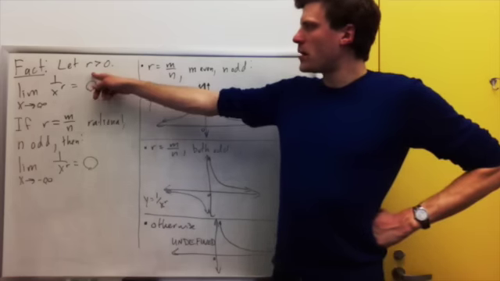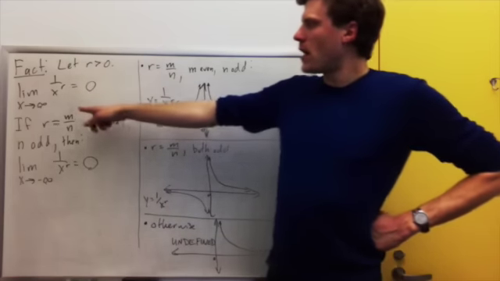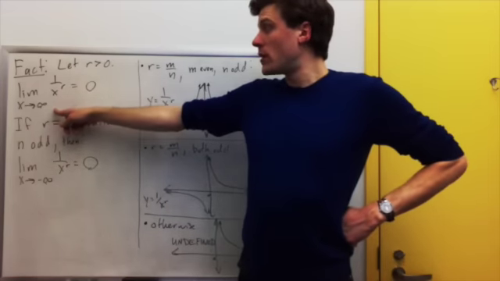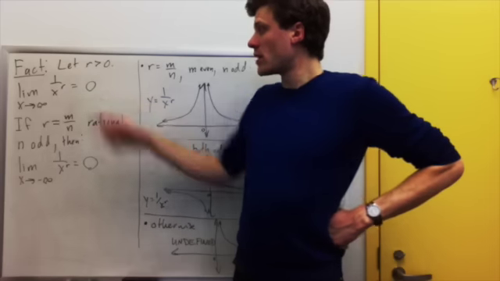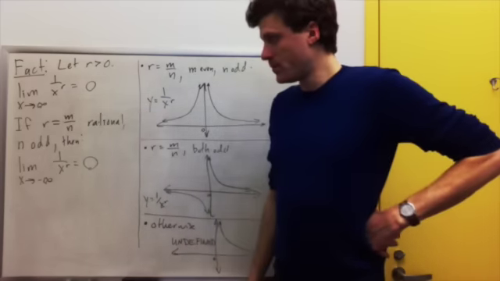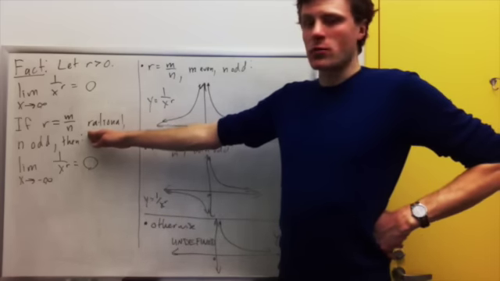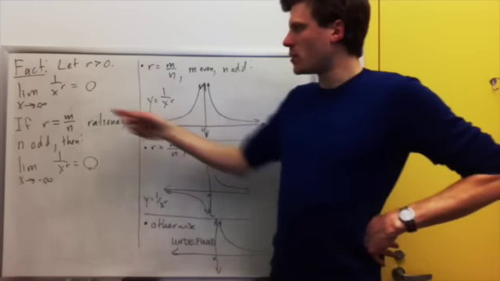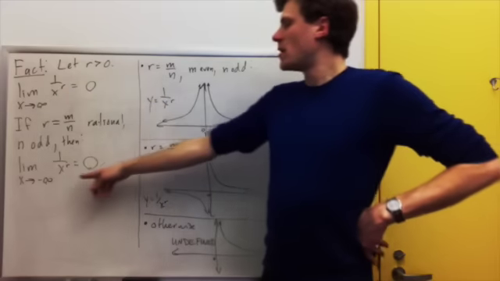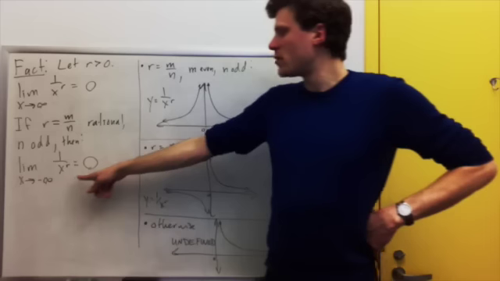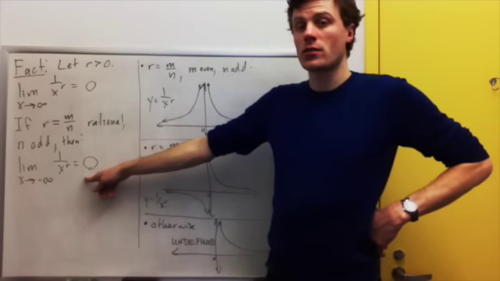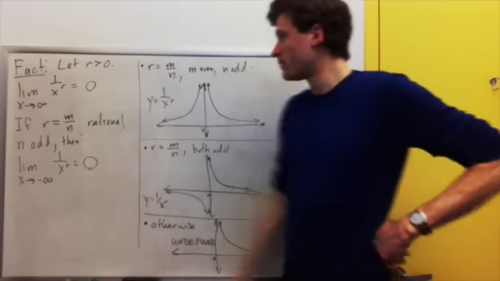If we let r be an exponent that's greater than 0, then the limit as x approaches infinity of 1 over x to the r is equal to 0. If r is a rational number with an odd denominator, then we can also plug in negative values into x. And as x goes to negative infinity, 1 over x to the r also goes to 0.